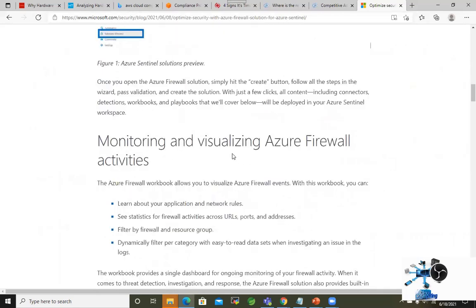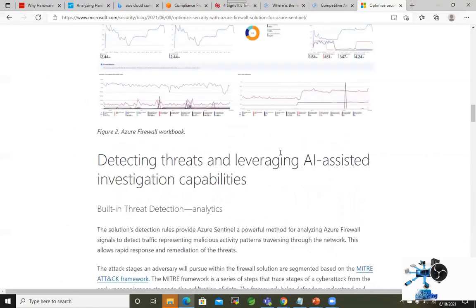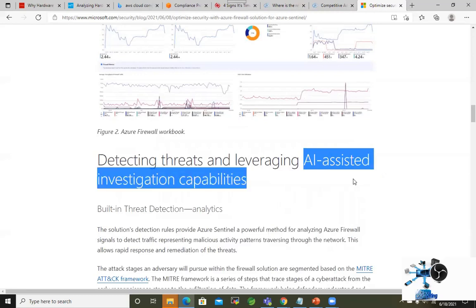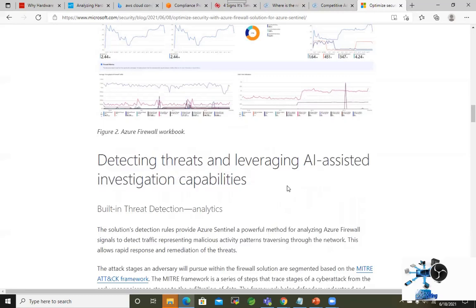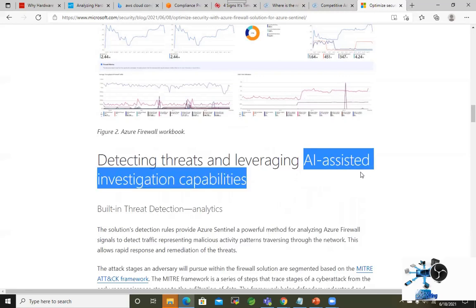So you can see visualizing and monitoring actual firewall activities, detecting threats and leveraging AI-assisted investigation. They use automatic programs, right? They have their own robots to find these issues, and I think the fixing is not done automatically, but the detection, right? Because these clouds are not autonomous, like Oracle Cloud, we will come to that one later.